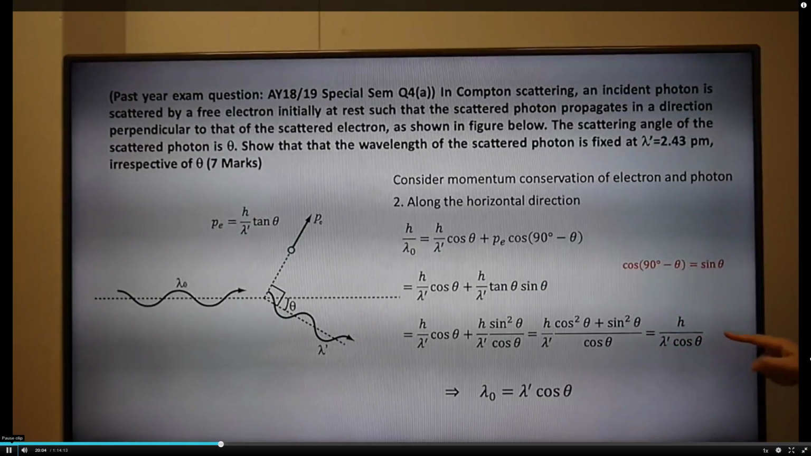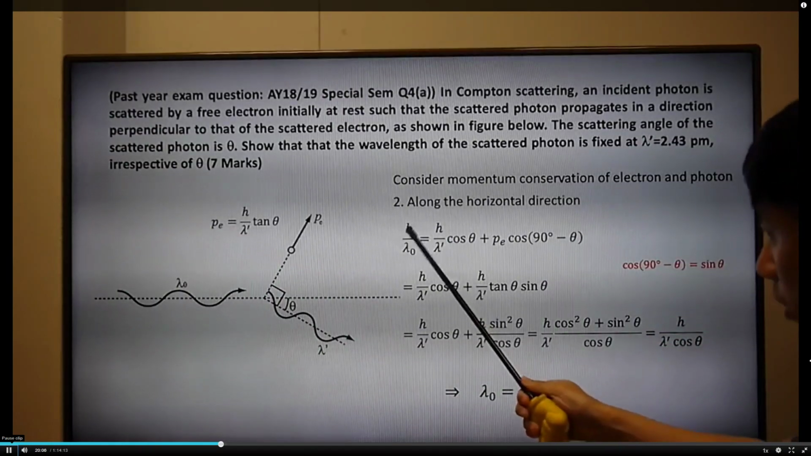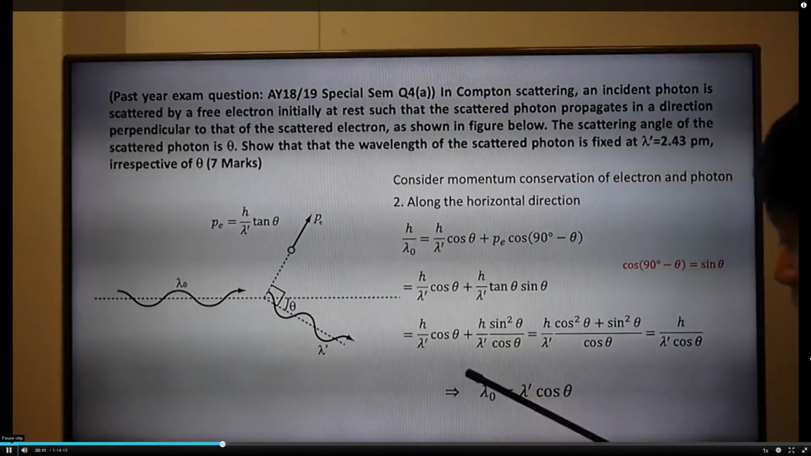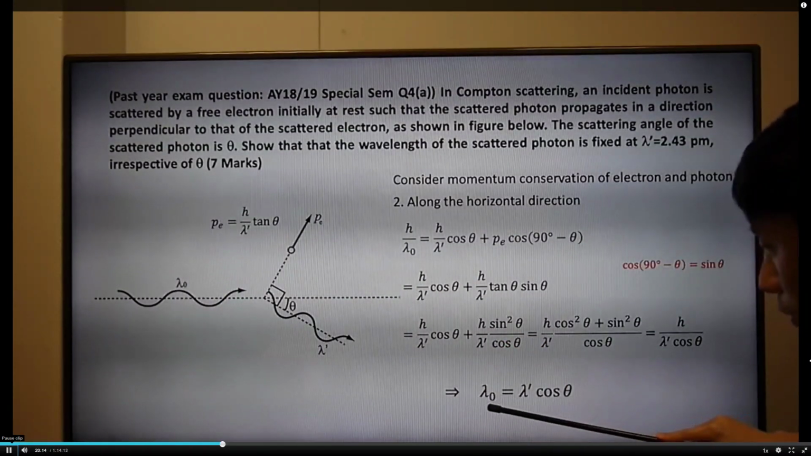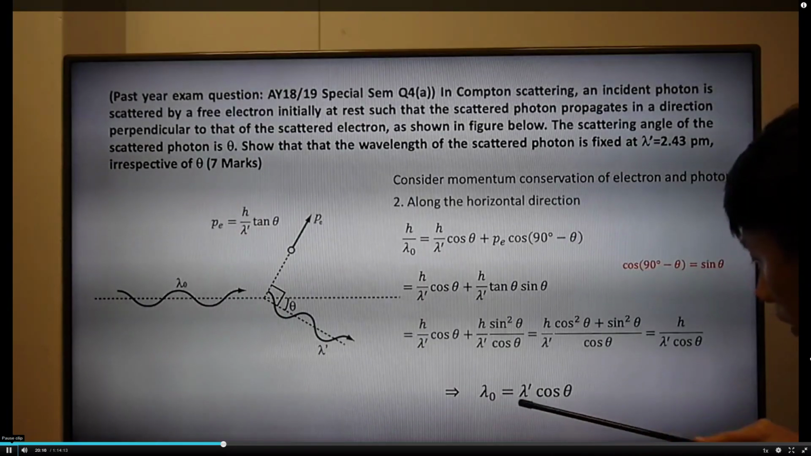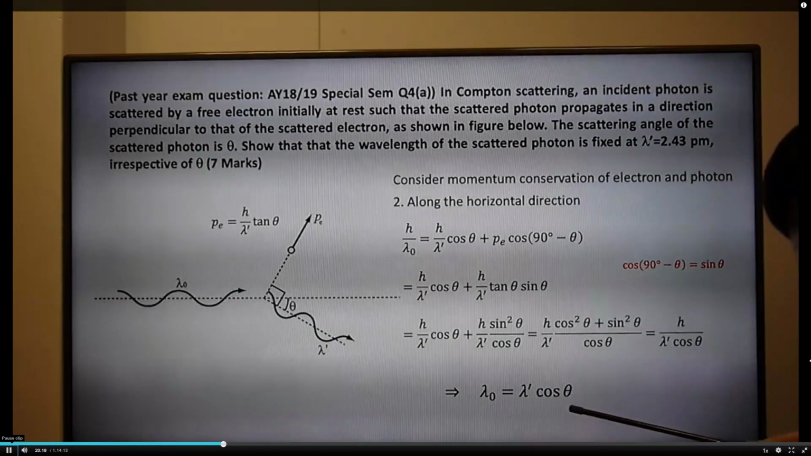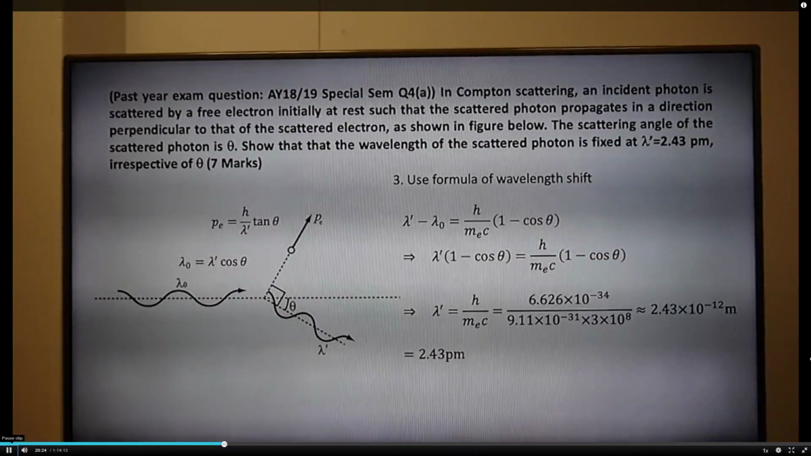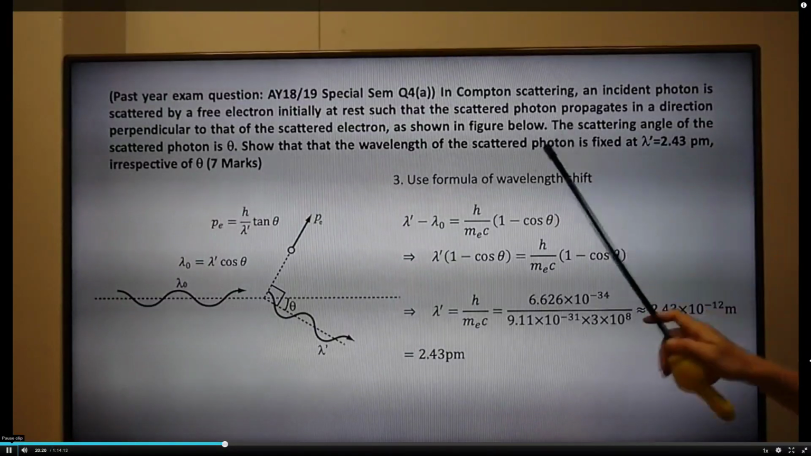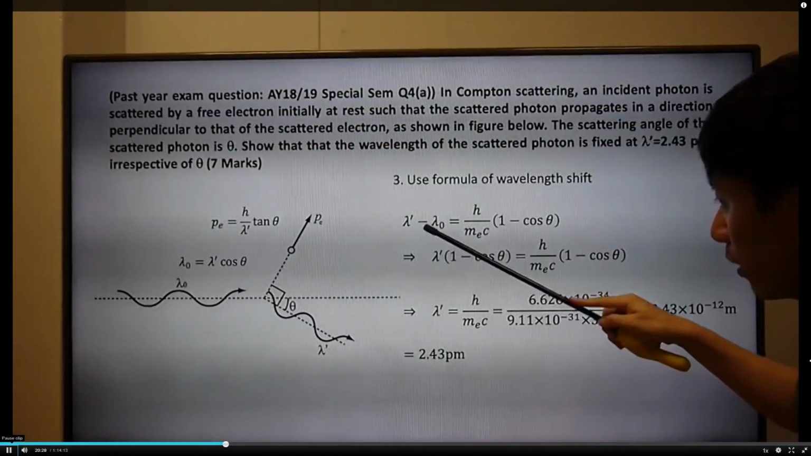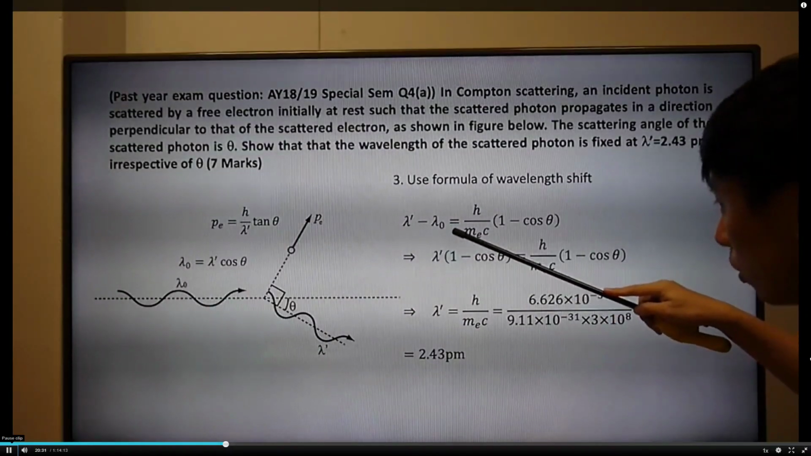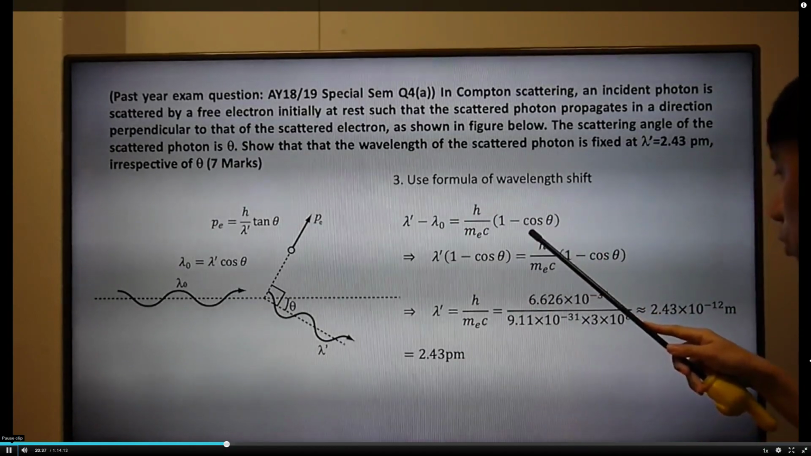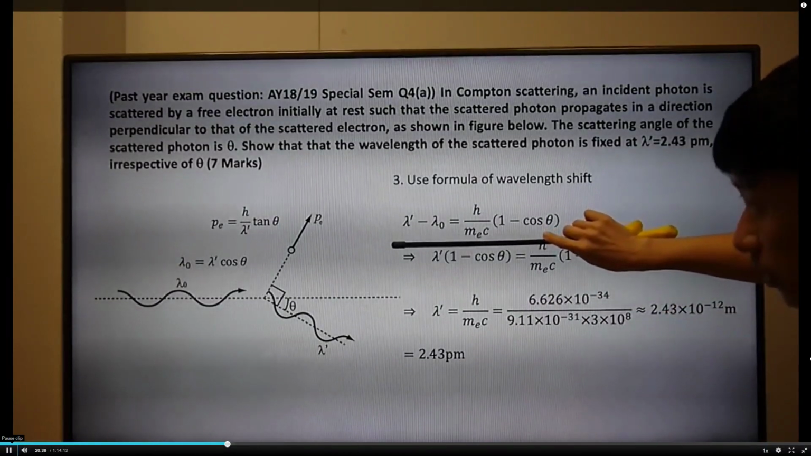Okay, this term equals h over lambda 0. H is cancelled out, so you can define lambda 0 right here. Lambda 0 equals lambda prime cosine theta. Okay, then now let's use the Compton shift equation. Lambda prime minus lambda 0 equals the Compton constant times 1 minus cosine theta. So this is the given equation, right?